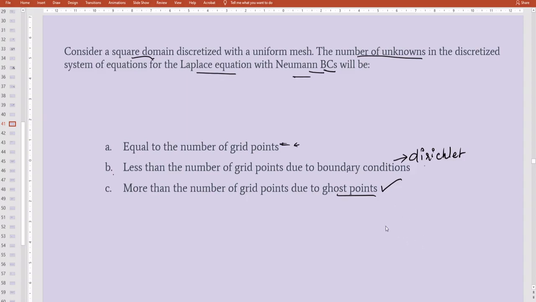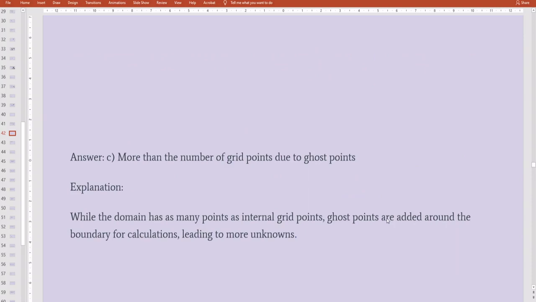Suppose, let's say, this is our mesh. At the boundary, when a Neumann boundary condition is given, we may have to create a virtual cell here. This virtual cell is called a ghost cell.